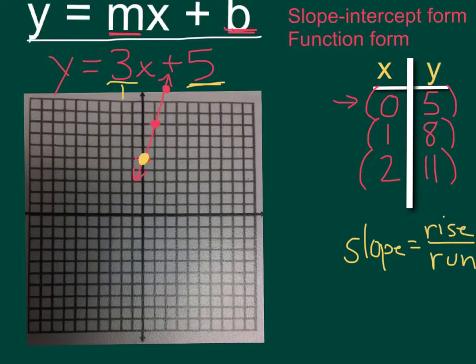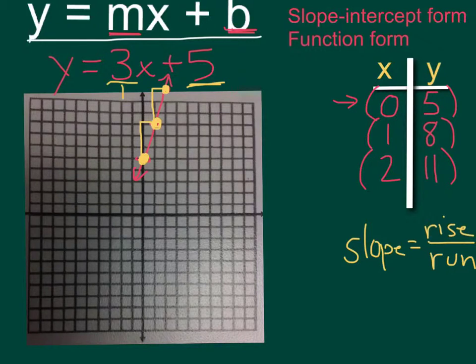And so when I look at positive 3 over positive 1, that means from the point that I know, I'd be going up 3, right 1, and putting another point. Going up 3, right 1, putting another point. That would be an understanding of how to use that slope from my y-intercept.